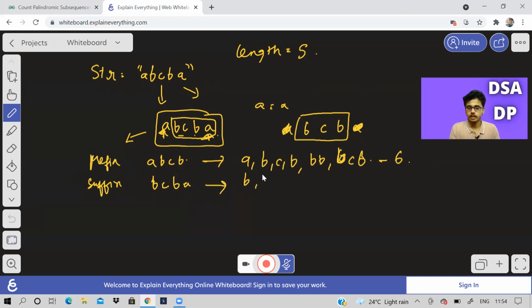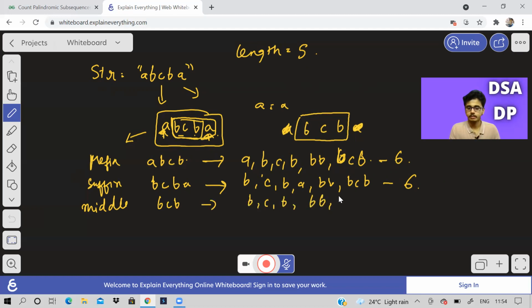So how many are possible? BCBA, BB, BCB. So again 6. Correct. Now if I take only the middle part, that is only BCB, how many will I have? BCB, BB, BCB. 5. And if I take the full one, ABCBA, then what should I have? Now you tell me, for this full length, what all should I have?